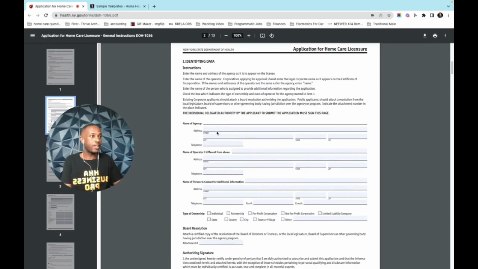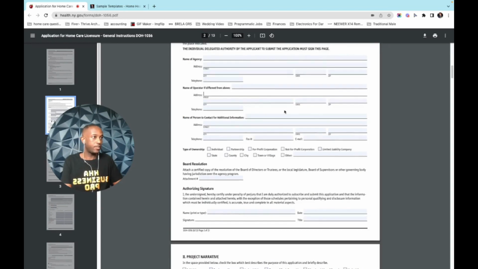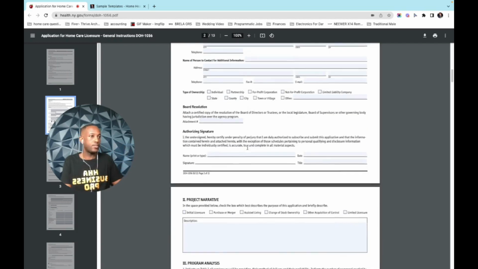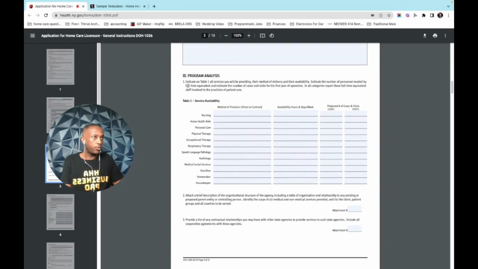So make sure you fill out all these fields right here, all of this right here. You know, your address, contact information, you're going to need your LLC, all that stuff. Look, if you have run a business before, you know what I'm talking about. So this is pretty straightforward. So go through it and read what these instructions are saying.